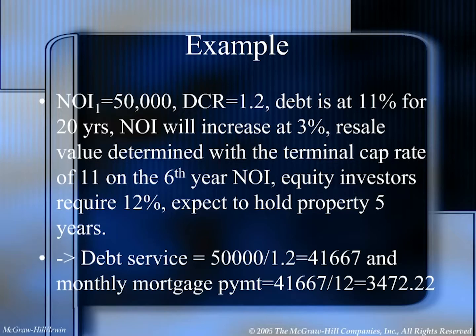Okay, so we're going to need the debt service. So again, the debt service is the NOI divided by the debt coverage ratio, which we were given as 1.2. So we come up with debt service of $41,667. That's the annual debt service. So we'd say, well, what was the monthly payment? So you just divide that number by 12. Okay, and that would be $3,472.22.